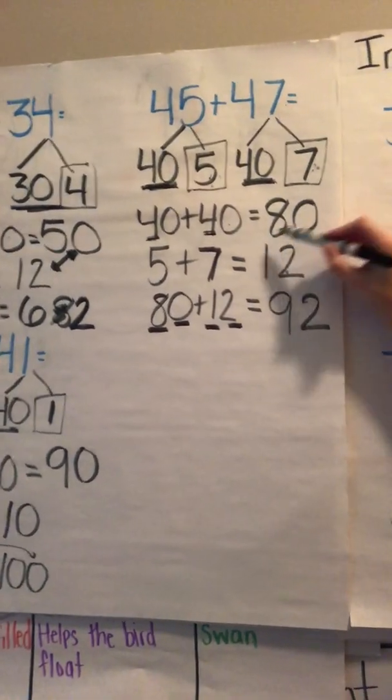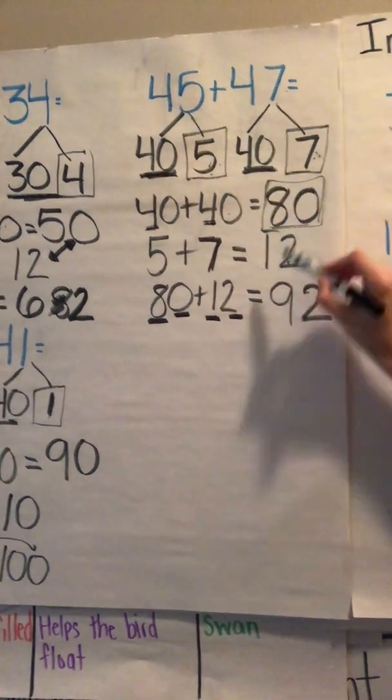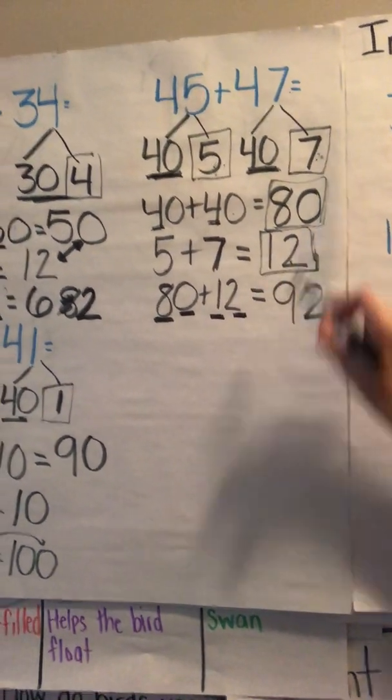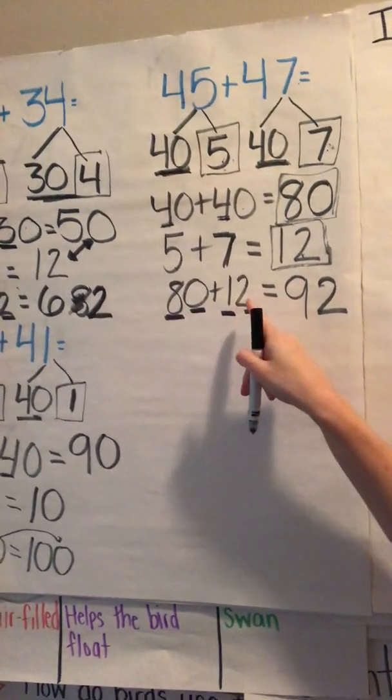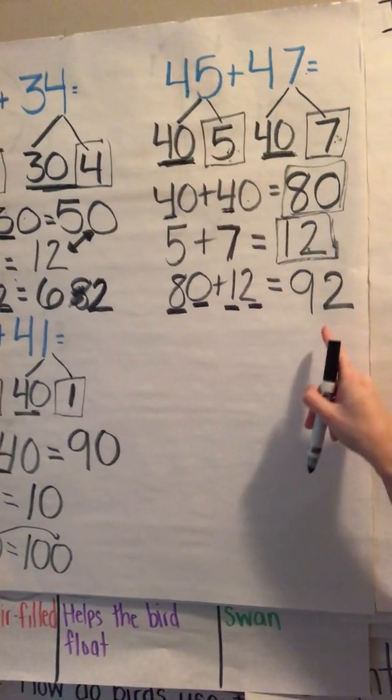And then you need to add your answer for your tens plus your answer for your ones. So 80 plus 12 equals 92. Can't wait to see your hard work.